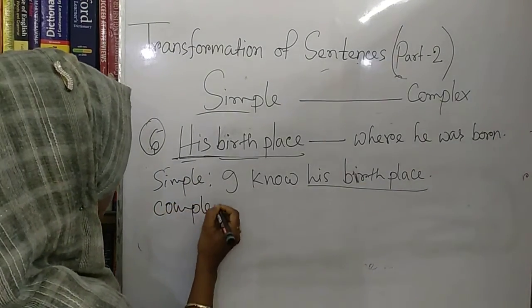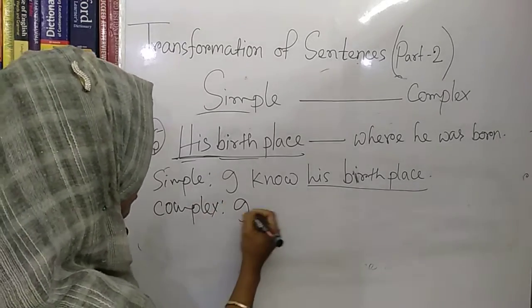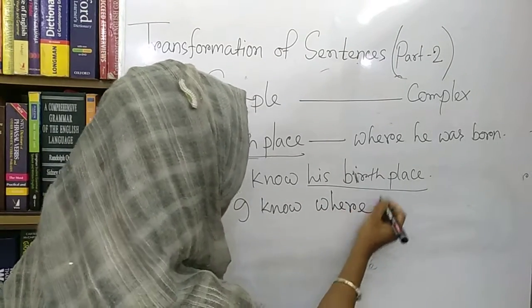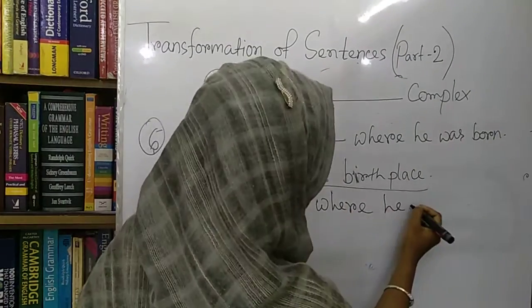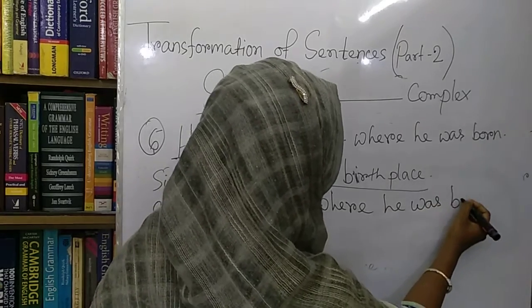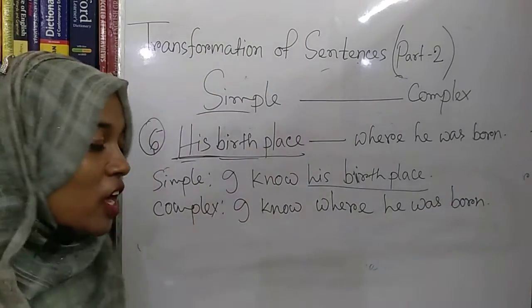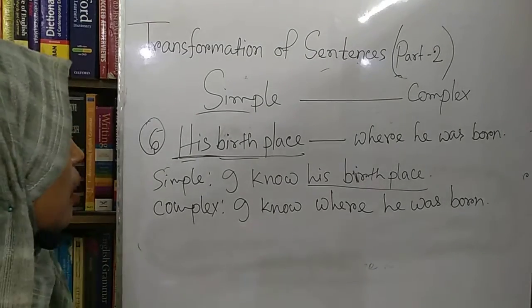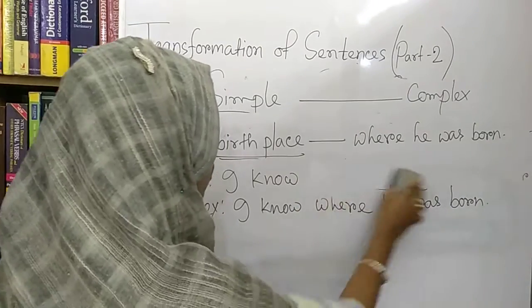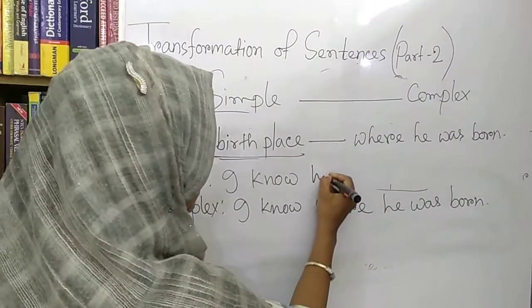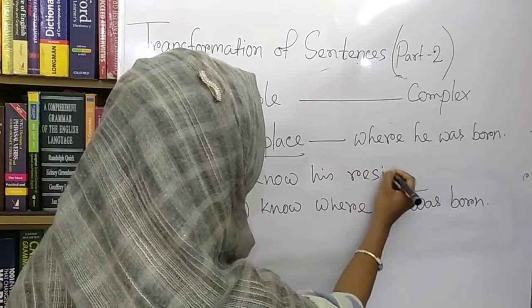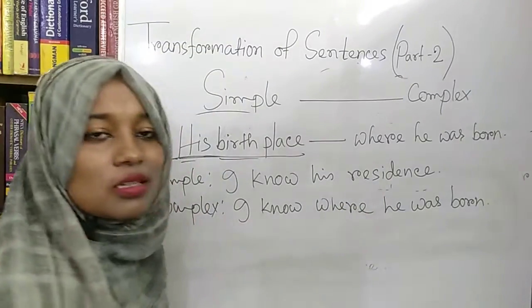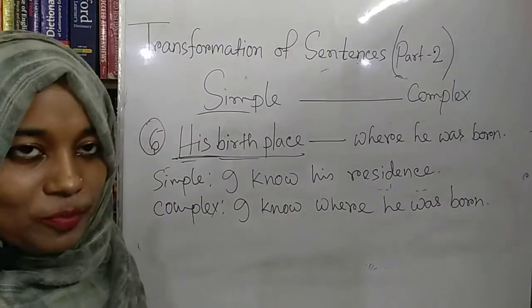Expand: I know where he was born. I know where he was born. There is another example about it. I know his residence. Here it also expresses the name of a place.